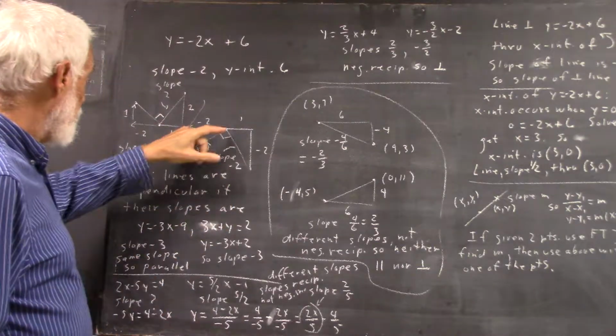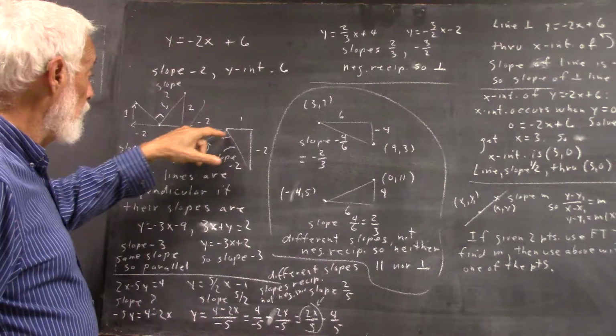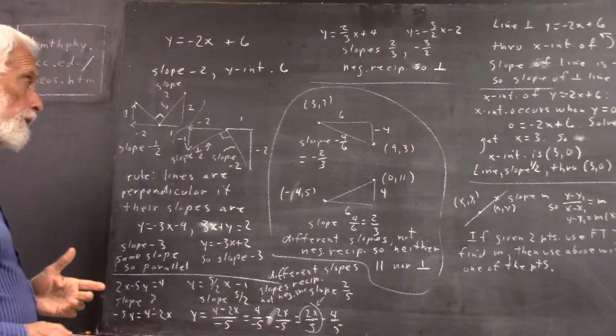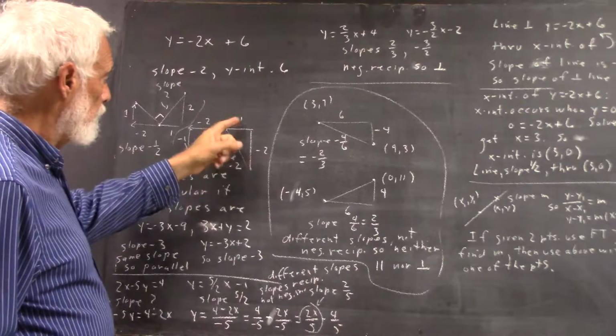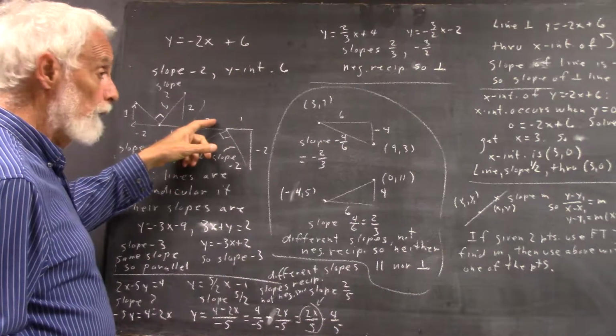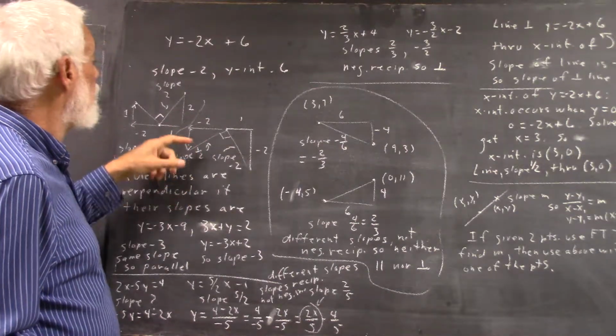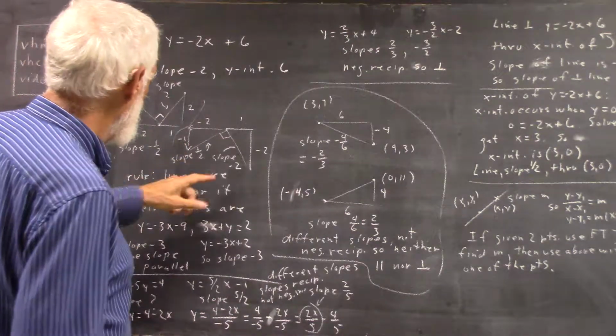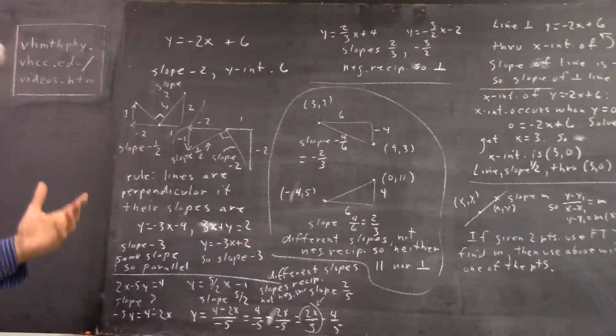If I do that, I get this picture, and again, it's at least plausible that this is a right angle. And it can easily be proven that it is. Well, the slope here is negative 2 over 1, which is negative 2. The slope here is negative 1 over negative 2, which is the same as 1 over 2, which is 1/2. Again, negative reciprocal. So we can make this into a rule.